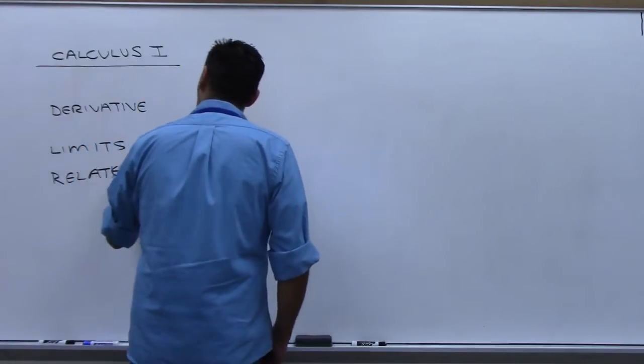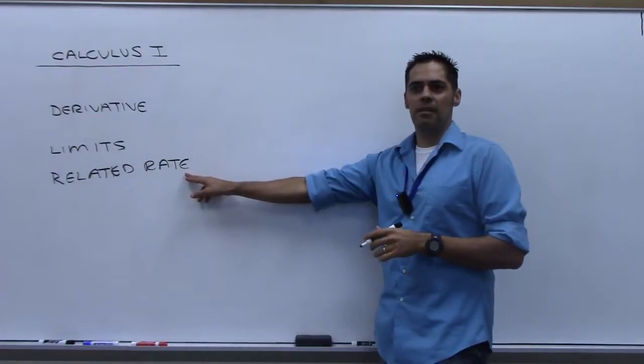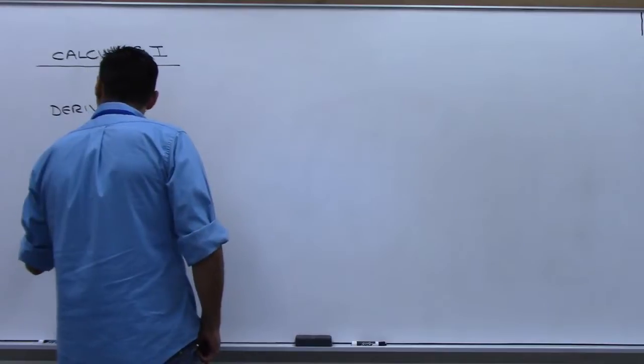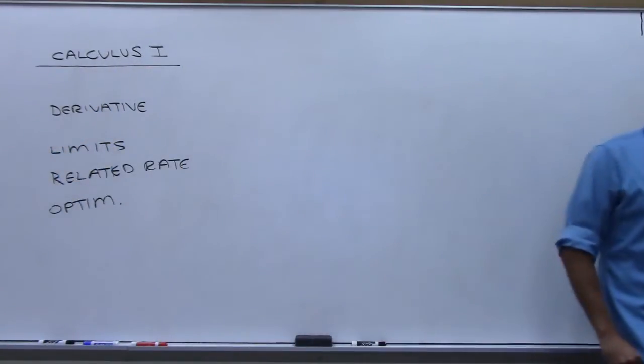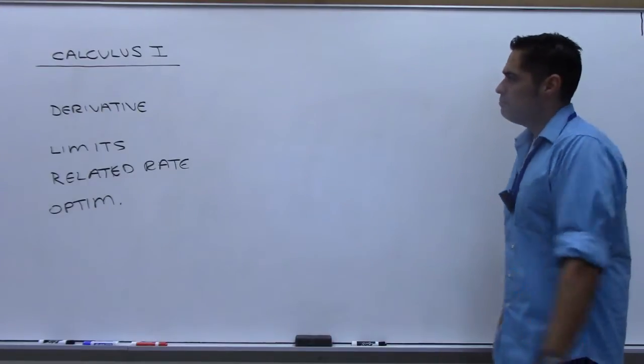Related rates. That was like, you know, a sphere is growing at a rate such that blah, blah, blah, right? And then optimization. I'll just put optim. So that's like, you know, the farmer builds the fence and wants to use the least amount of material and blah, blah, blah, right? Okay?